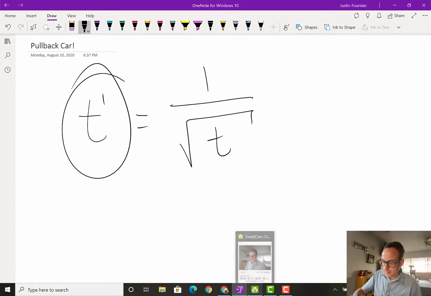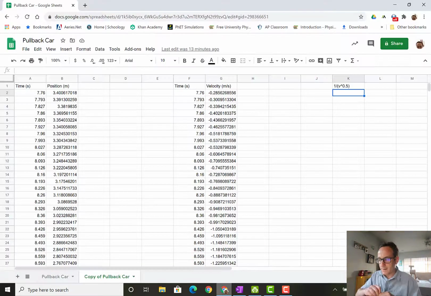Well, I've got 95 data points. That means I would have to do that operation 1 over the square root of T 93 times. That would be a nightmare. You probably don't want to do that.